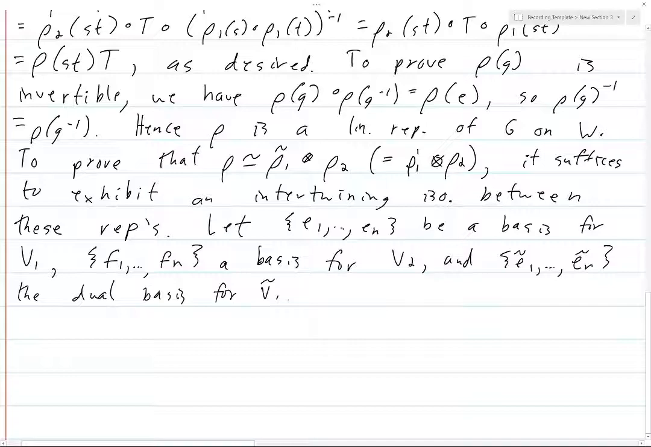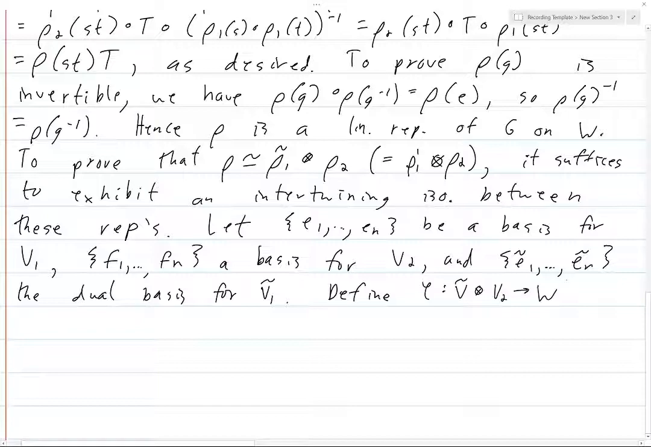If you need a refresher on the dual basis, that's fine, but go look it up somewhere. Define a map phi from V1 tilde tensor V2, I think it's tensor product, to Hom from V1, no, I'm just going to call it W. It's Hom(V1, V2).